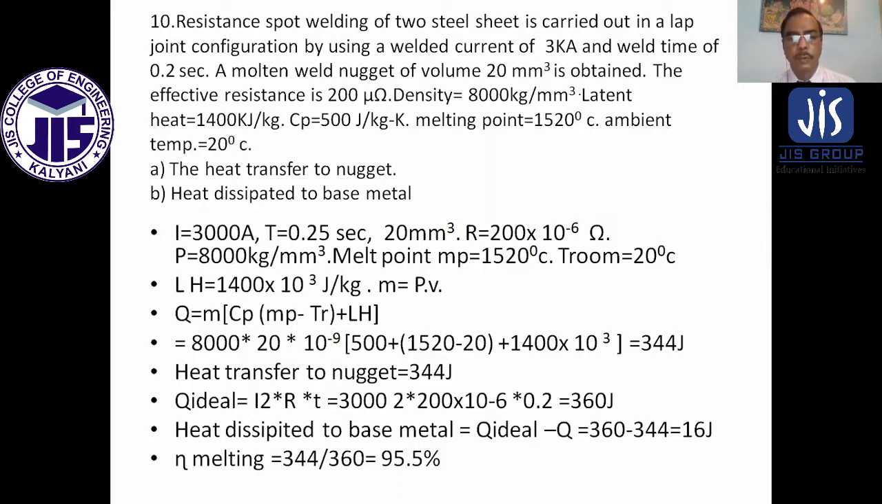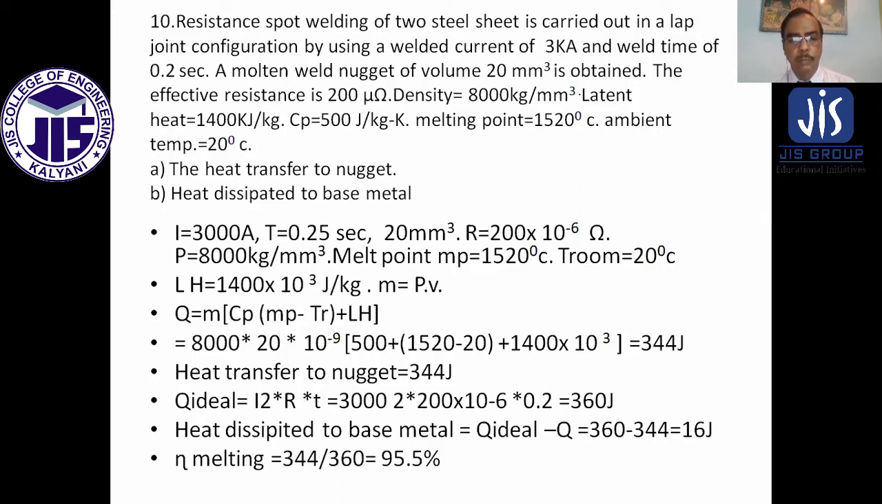Nugget volume is 20 mm cube. R is equal to 200 × 10^-6 ohm. Density rho is equal to 800 kg per mm cube. Melting point is 1520. Room temperature is 20. Latent heat is equal to 1400 × 10^3 joules per kg.